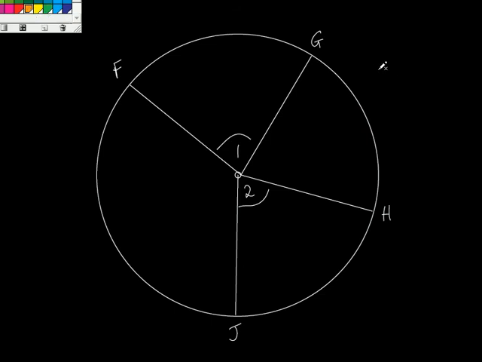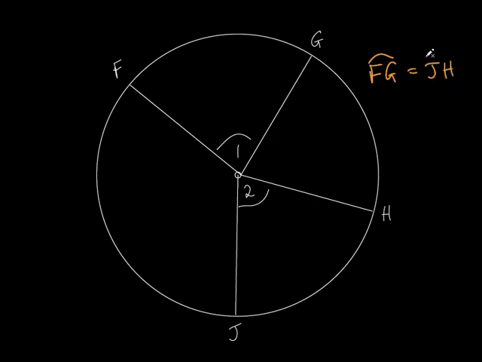That what arc? Arc FG would equal what? JH, right? Or HJ, doesn't matter which way you call it. Okay? And that's all that thing is saying. Okay, so if you have two equal angles, the arcs have to be equal to each other as well. Make sense?